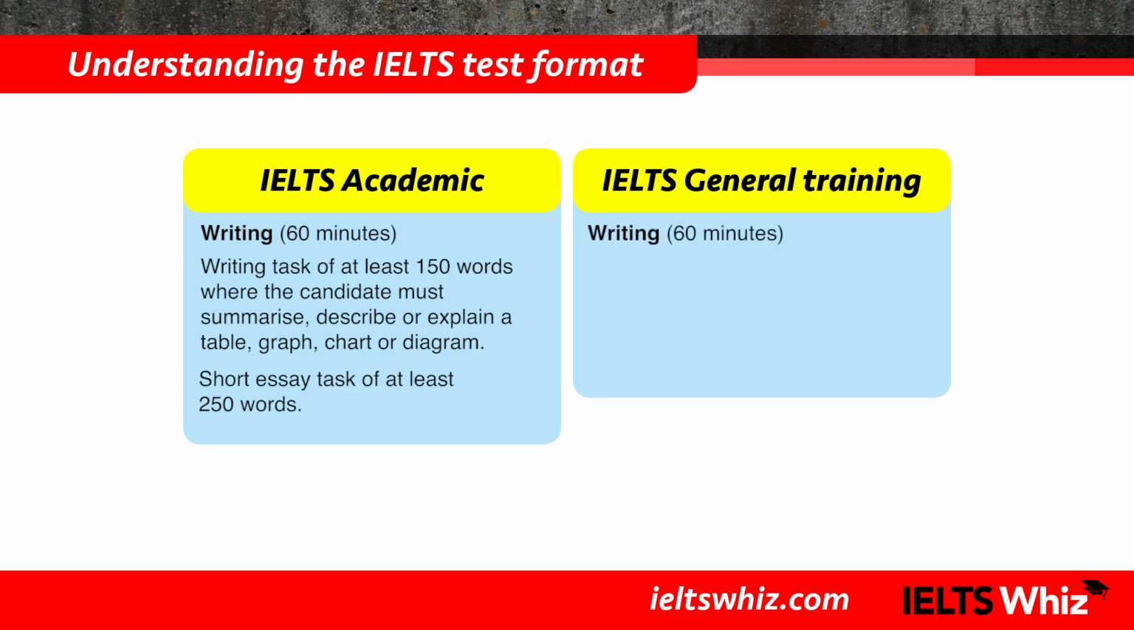The Ielts General Training Writing test takes 60 minutes as well, and there are 2 tasks. Task 1 is a letter writing task of at least 150 words, and Task 2 is a short essay task of at least 250 words.